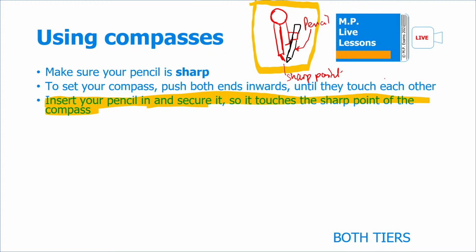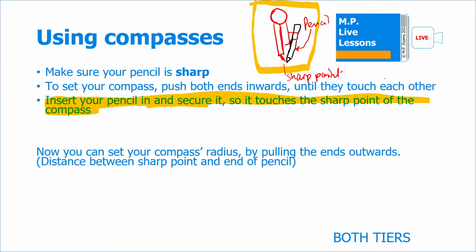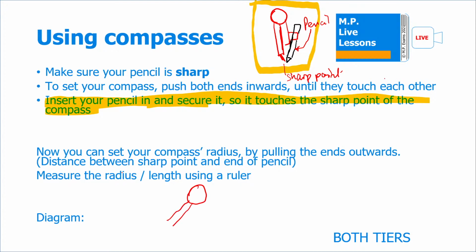Then, once you've done that, you can set the compass's radius by pulling both ends outwards carefully, making sure your pencil is secured in by a little screw, and then you use a ruler to measure the radius. What you'd then have, for example, again, these arms would instead be bent outwards. Let's say you'll have the sharp point here. This is your ruler. Then you'll have your pencil like this, and that's how you'd roughly set the distance on your compass.